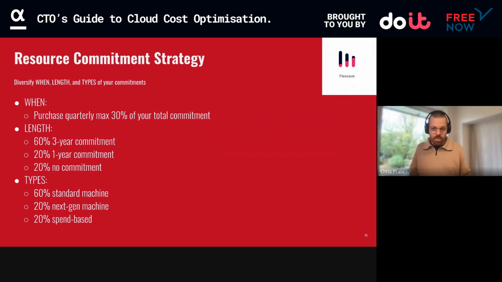What we typically recommend is to diversify as much as possible on all 3 layers. This is a first starting point as a goal objective. It might be that you end up with something completely different, but take it as ideas on what levels you can diversify. The first one is when to purchase. So when you go into GCP billing accounts, for example, and you see a recommendation for committed use discounts, do not purchase everything at once.